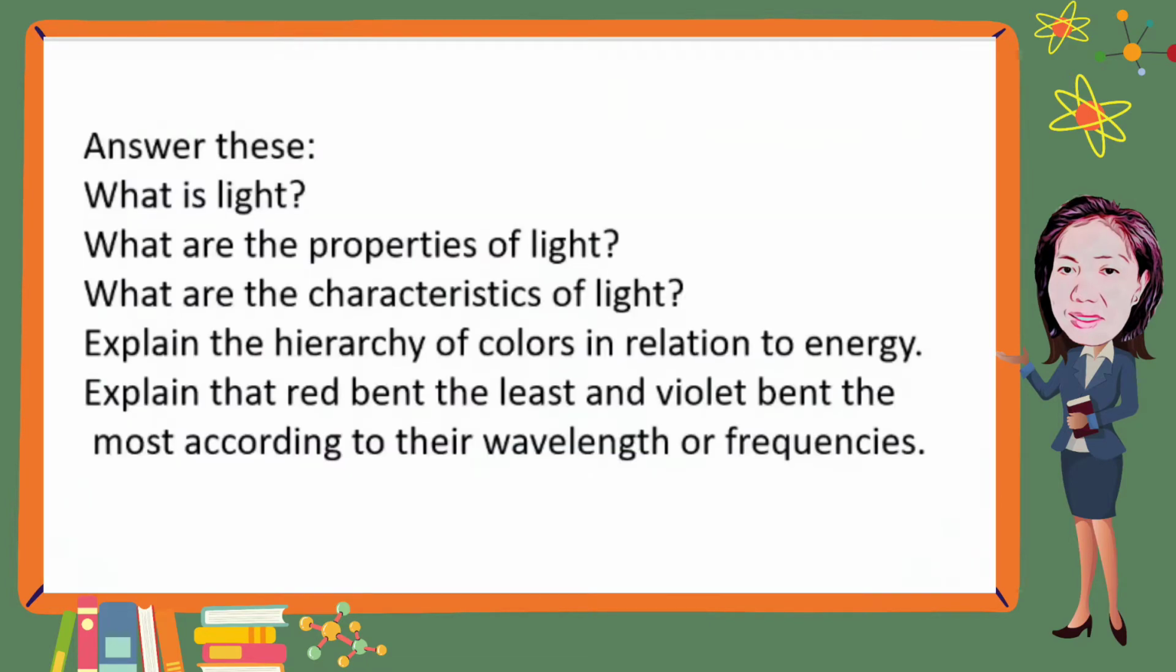At the end of the discussion, we are expected to answer the following questions. First, what is light? Second, what are the properties of light? Third, what are the characteristics of light? Fourth, explain the hierarchy of colors in relation to energy. And fifth, explain why red is bent least and violet is bent most according to wavelength and frequencies.